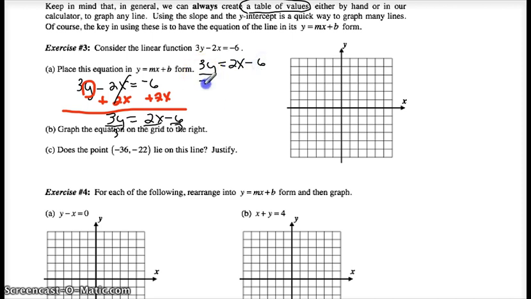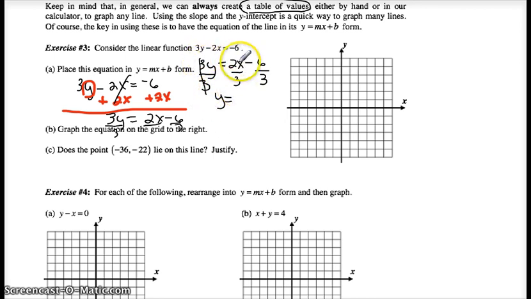I have to divide by 3 on both sides of the equation. The way I tend to write it, though, is I'm dividing by 3 on every term. It just works out better that way. People tend not to make as many mistakes if you write it that way. Okay, 3 divided by 3 is 1. 1y equals y. So that's y equals.